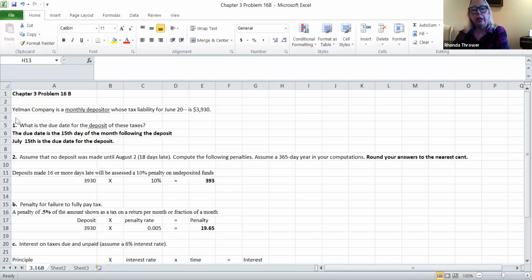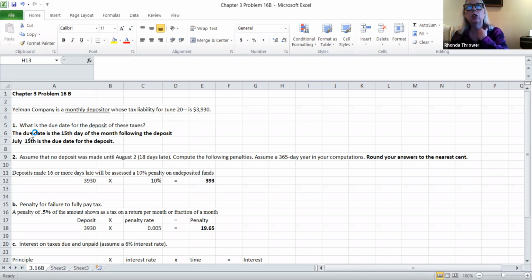So we're going to be the Yeoman Company, and we're a monthly depositor. That's very important. Notice I underlined that so you would be able to see that we are a monthly depositor. So if we're a monthly depositor, we need to file our form by the 15th day of the next month. The tax liability is going to be for the month of June, or actually this is the date that they're going to be talking to you about here. The amount of the deposit is going to be $3,930.